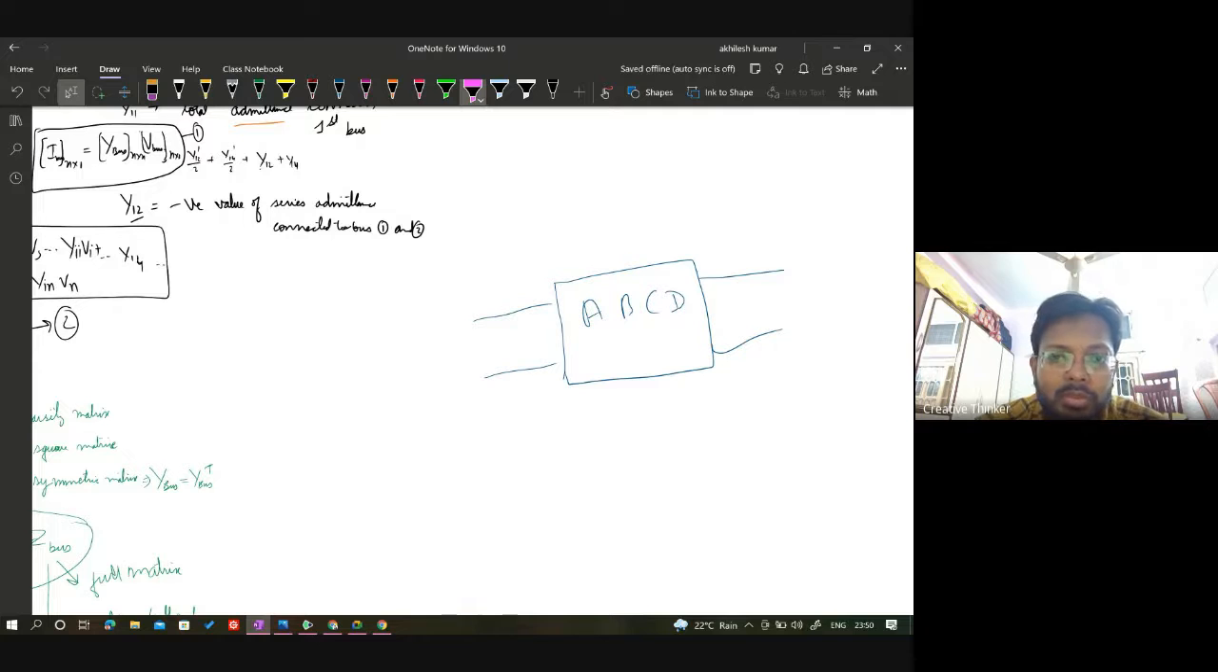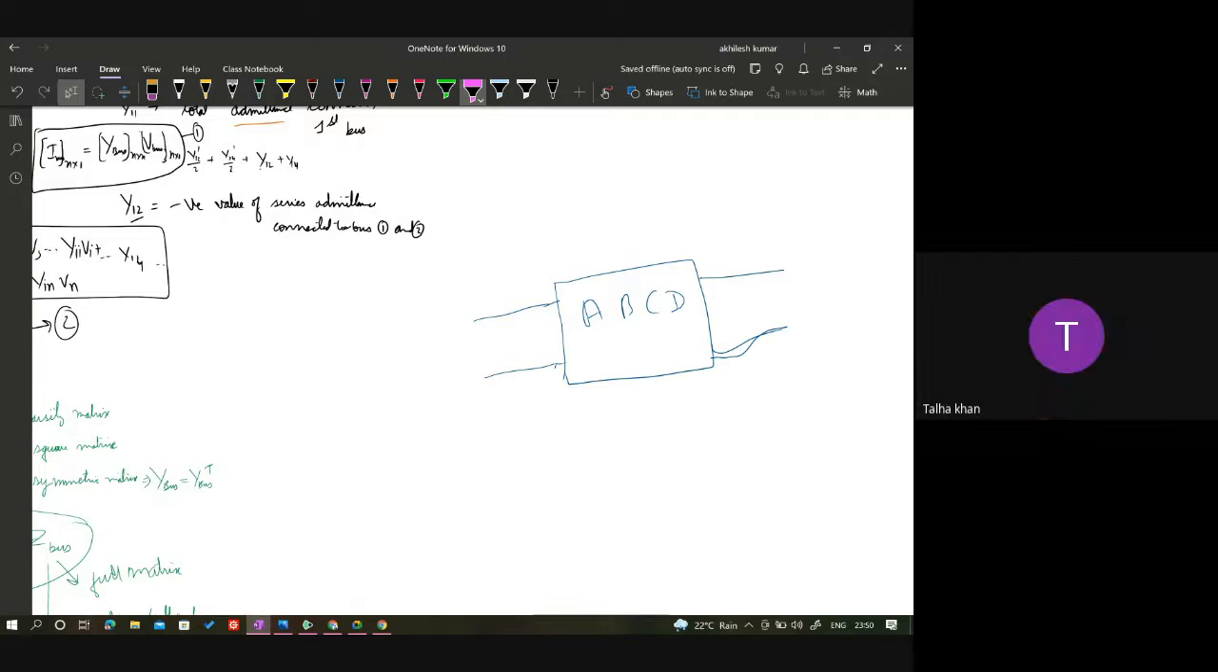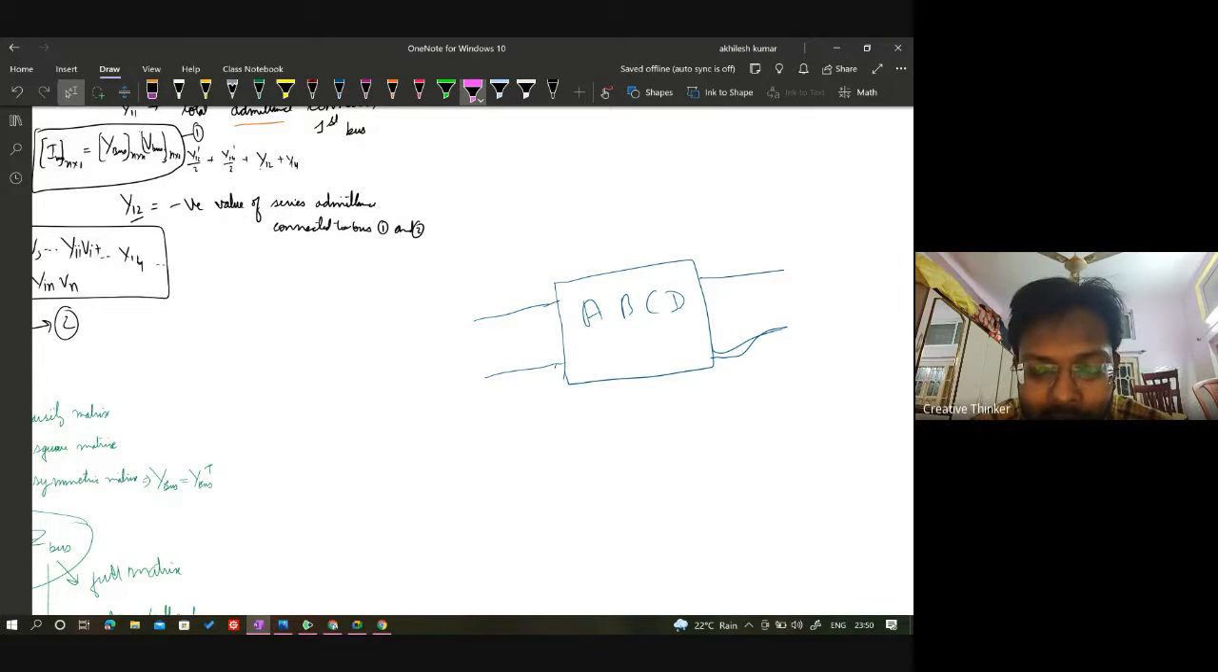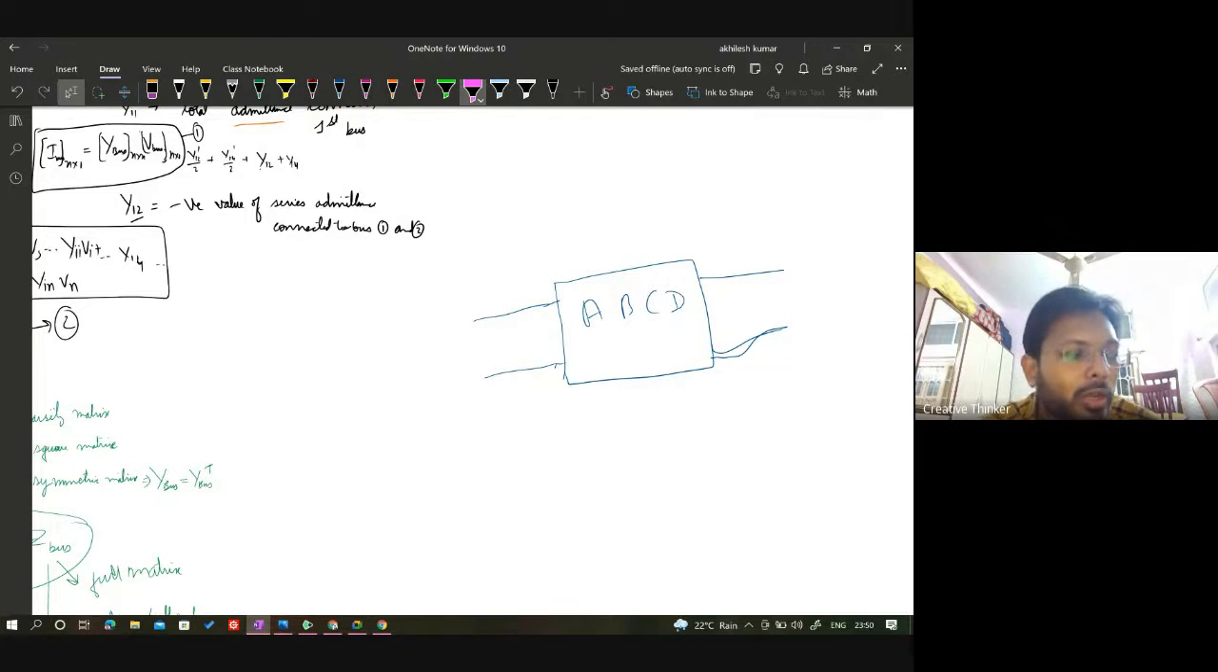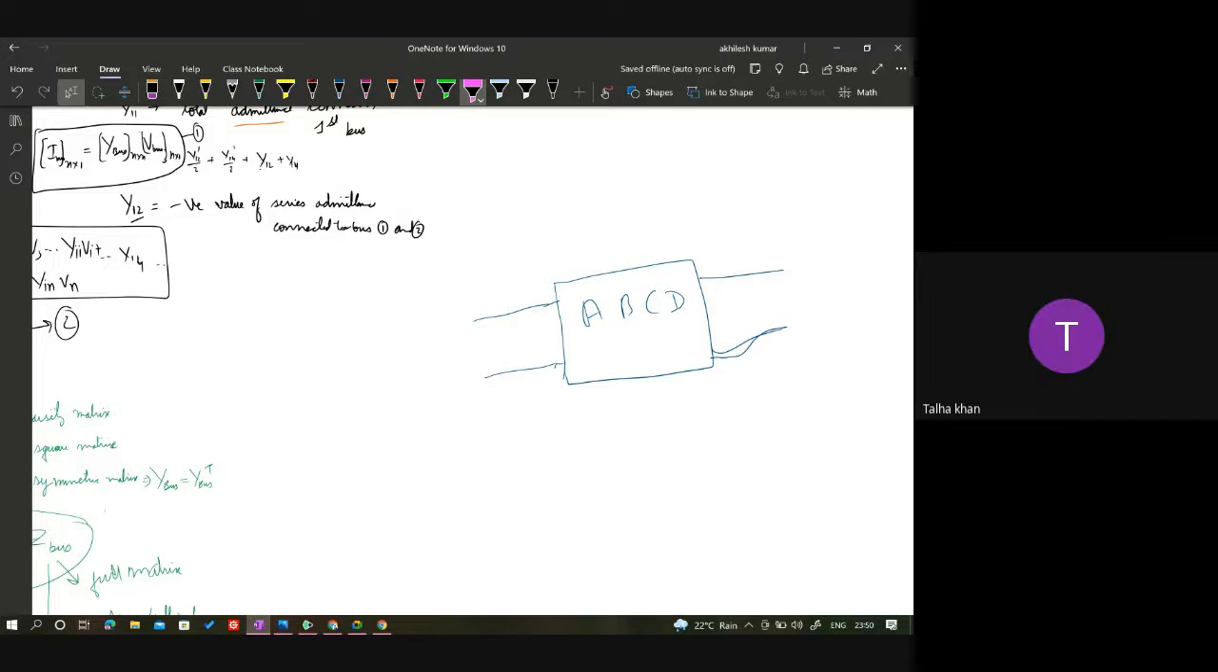ABCD parameters. In circuit theory, have you studied about two port networks? Yes, you studied. In two port networks, there are Z parameters, Y parameters, H parameters, ABCD parameters. Studied, okay.